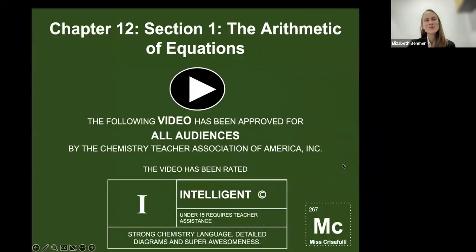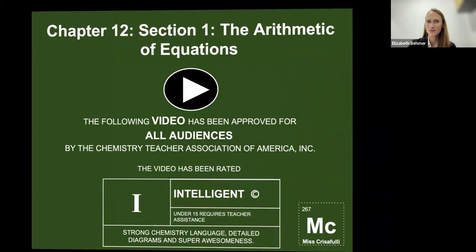Hello, class, and welcome to Chapter 12, Section 1. This will be the last chapter we get through this year for the end of your chemistry for high school. We'll just get through Sections 1 and 2 in Chapter 12 so that your final test on stoichiometry will just be on these first two sections of Chapter 12.